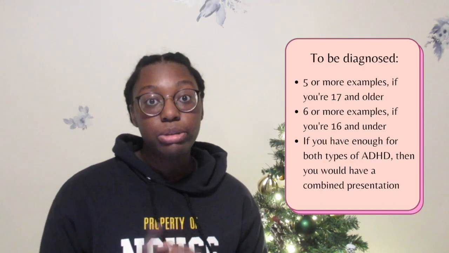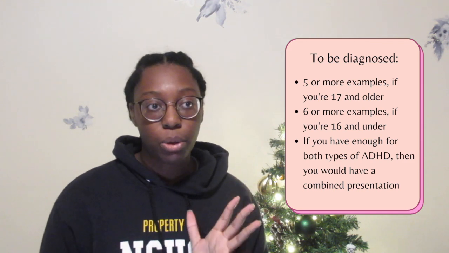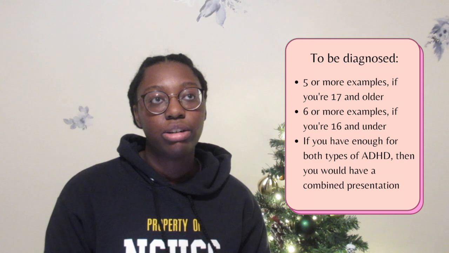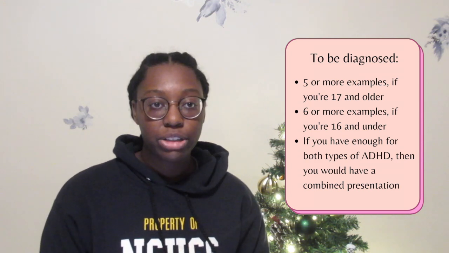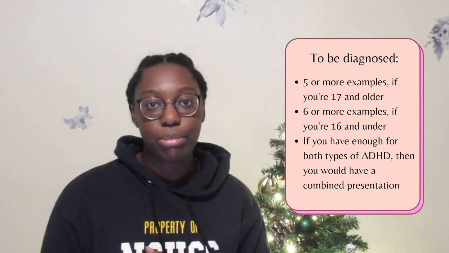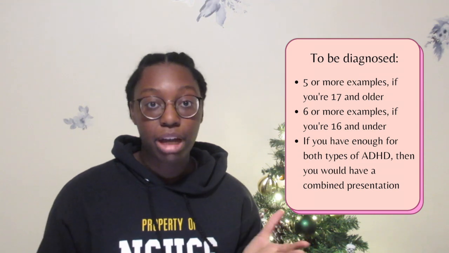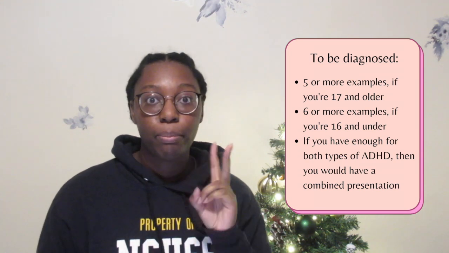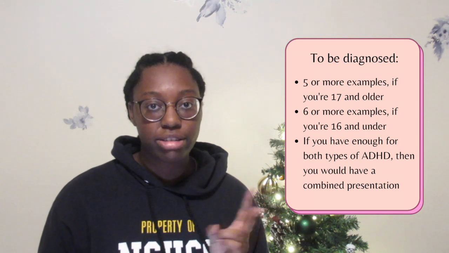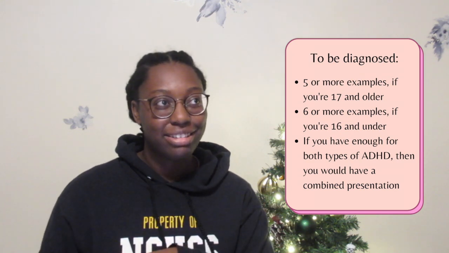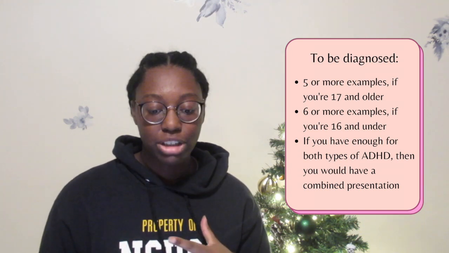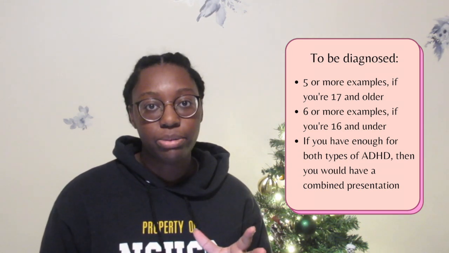and impulsivity. So to be diagnosed with any one of these types of ADHD, you need to have 5 or more examples of the traits if you are 17 or older, or you need to have at least 6 examples if you are 16 and under. And so for the combined presentation, you would need to have that for both of the traits, so for inattention and hyperactivity and impulsivity. But for the other 2 where it's just 1, you would only need it for 1. So first we're going to look at the traits for inattention.